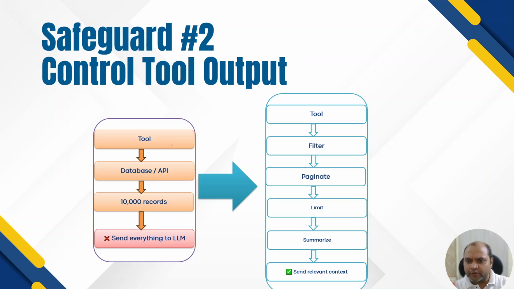These are some of the things I've shown here. I have more for you. This will give you one clarity: don't let tools flood the model with data. Yes, you should control it. And if you are sending relevant context to your model, then probably you will have a better output, right?